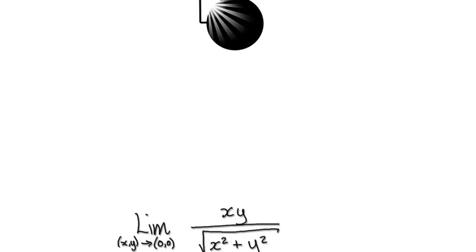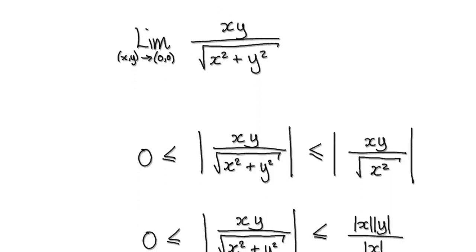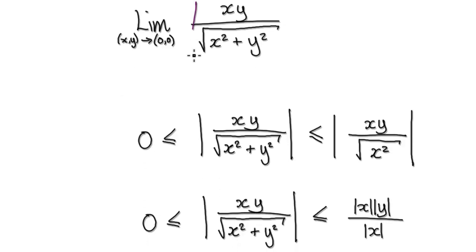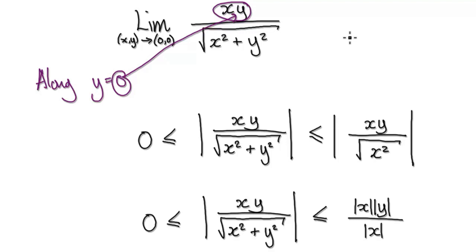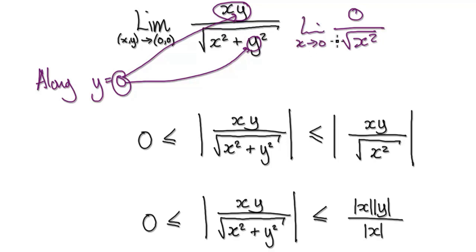Let me give you guys some more examples of multivariable limits. So consider this function. Along y equals 0, put 0 into here. This thing here will then become 0, and then put 0 into here. That will then be square root x squared. Take the limit as x tends to 0. So this thing here, we suspect that the limit is 0 because it's heading towards 0 along y equals 0.